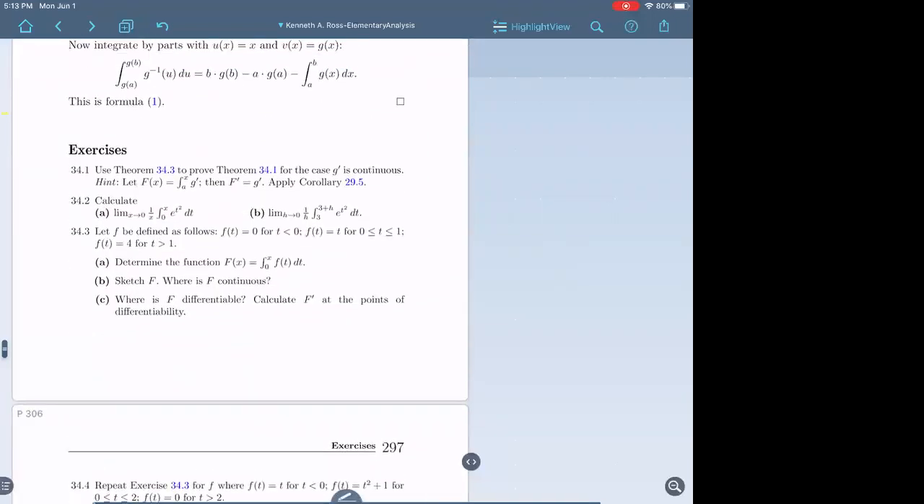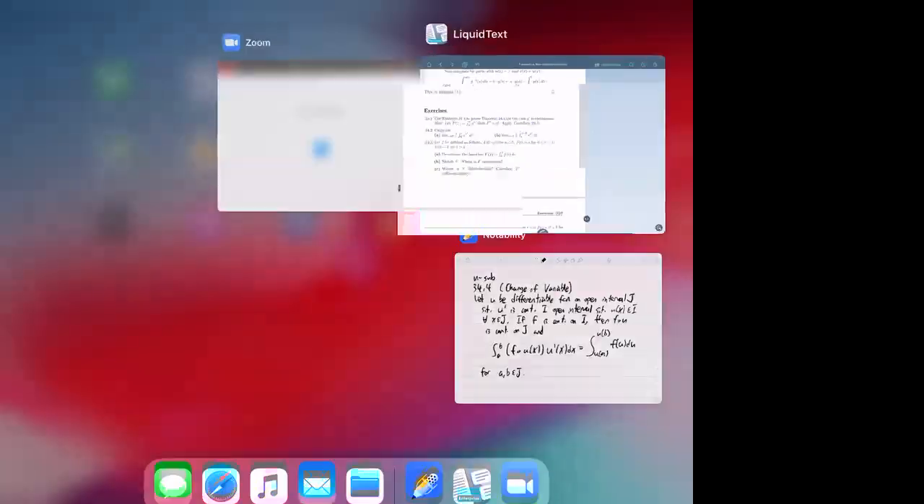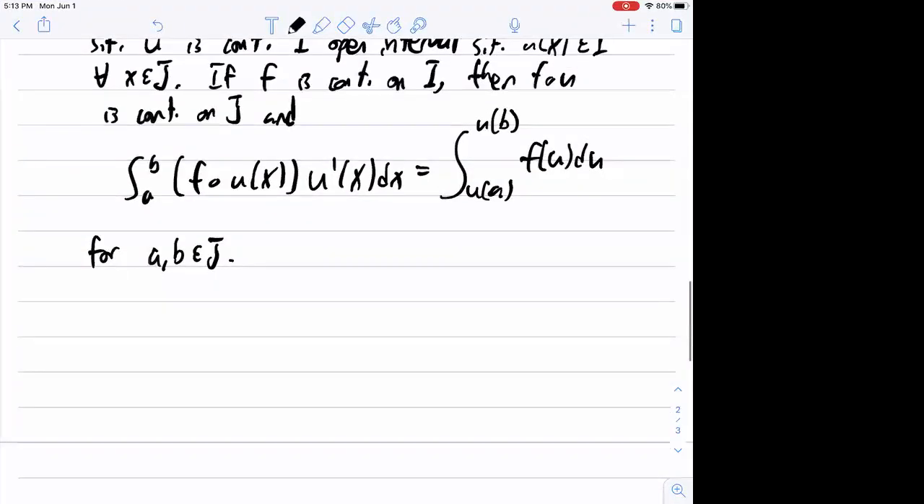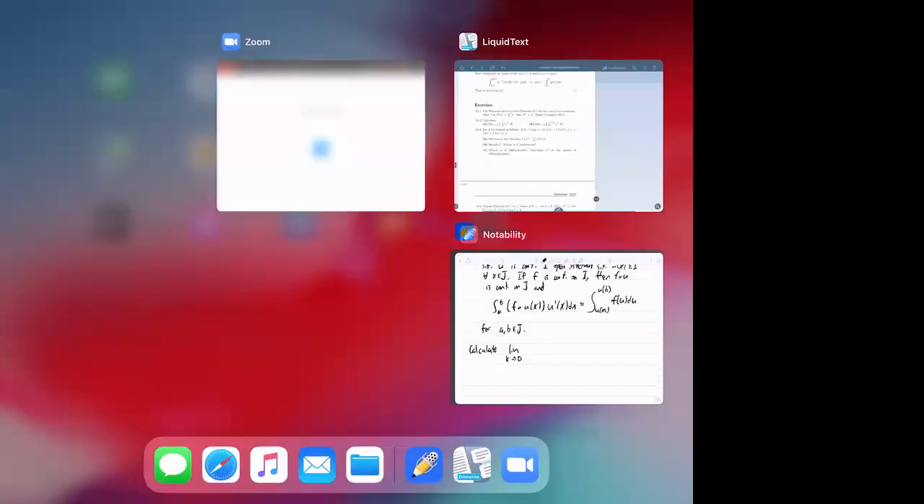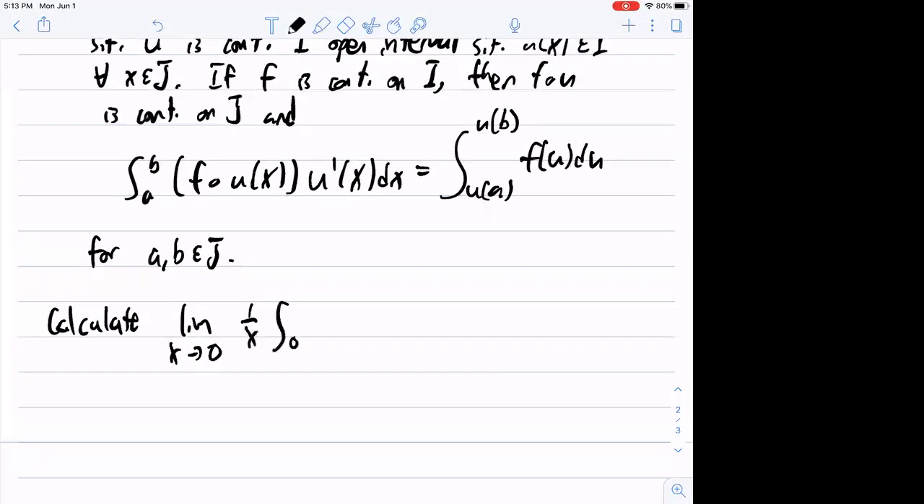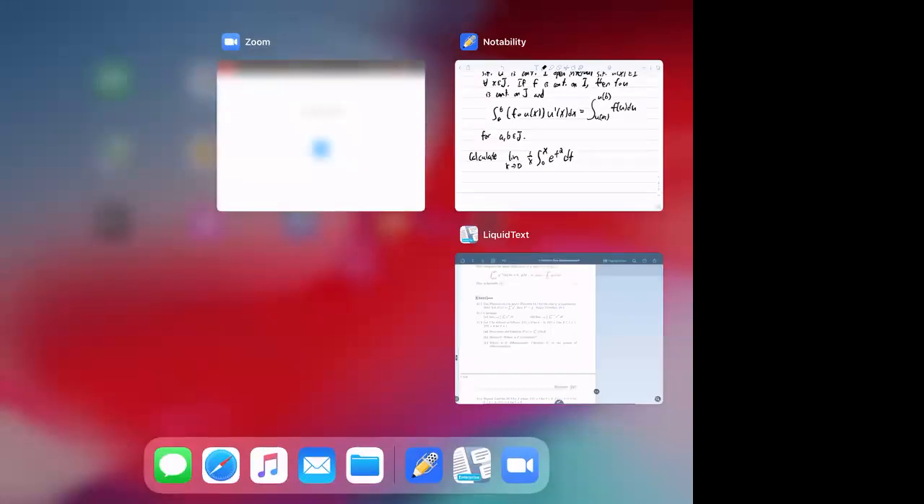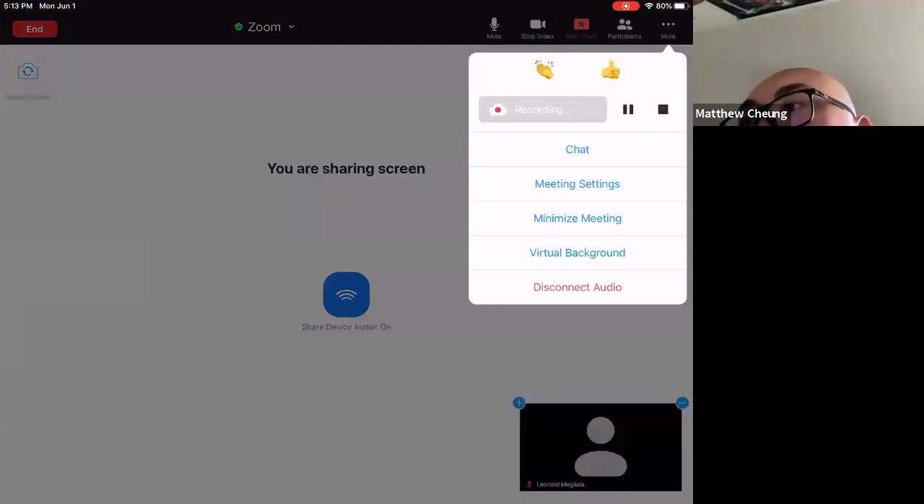So 34.2, calculate this limit. Calculate the limit as x goes to 0 of 1 over x times the integral from 0 to x of e to the t squared dt. So how are we going to calculate this? What theorem should I use? Anyone?